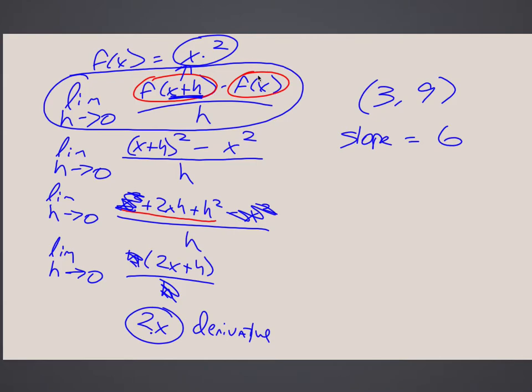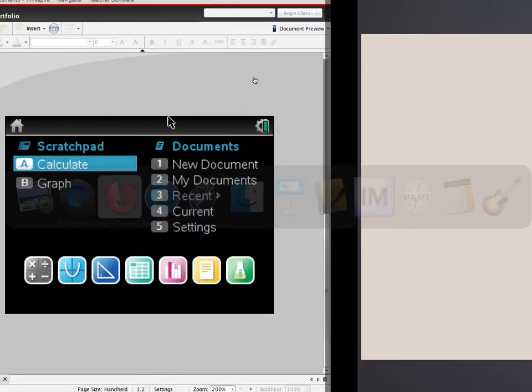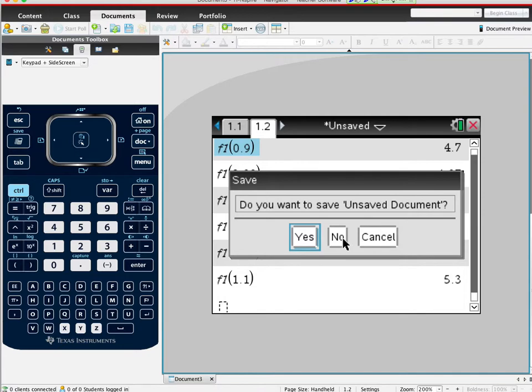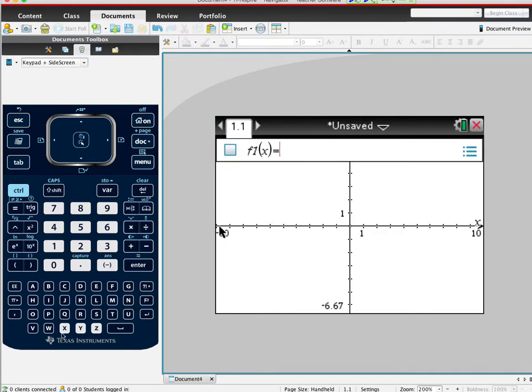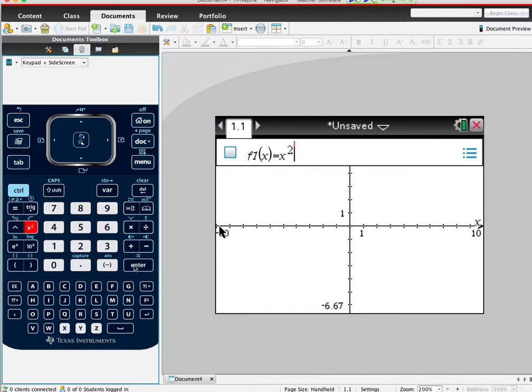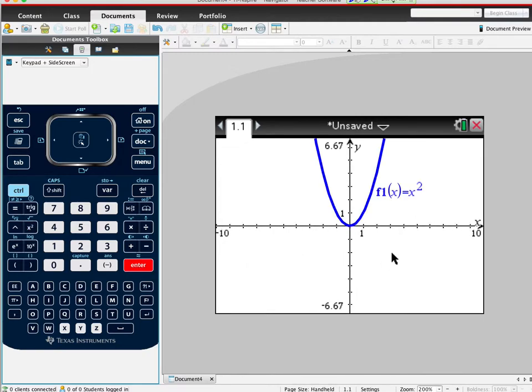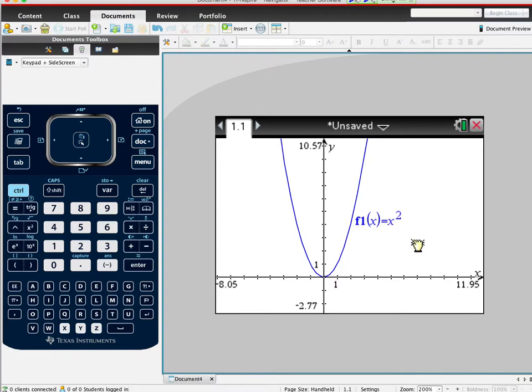Alright, so let's graph this. We want to graph x squared. We're interested in the point (3, 9). So let's see, 1, 2, 3, 4, 5, 6, 7, 8, 9 over here. So the point (3, 9) is right there. So my tangent line is going to be about right there, and I know the slope of that tangent line is 6.